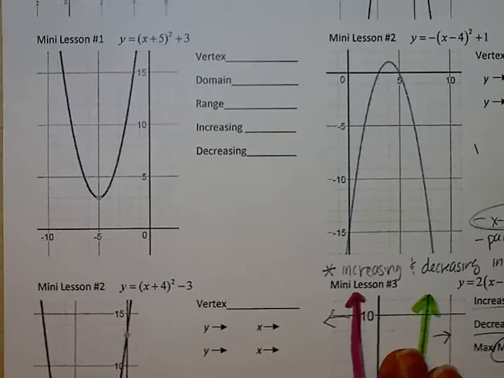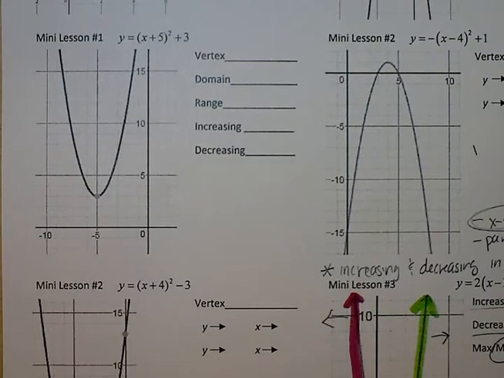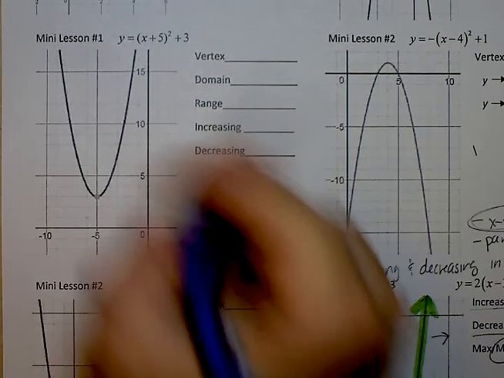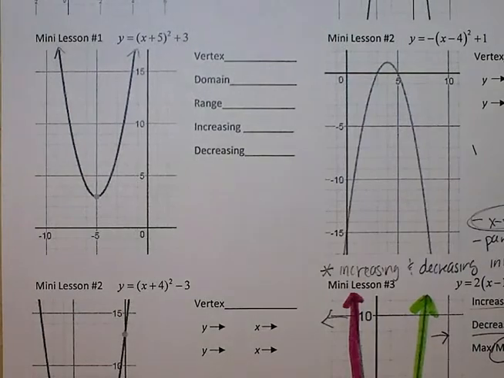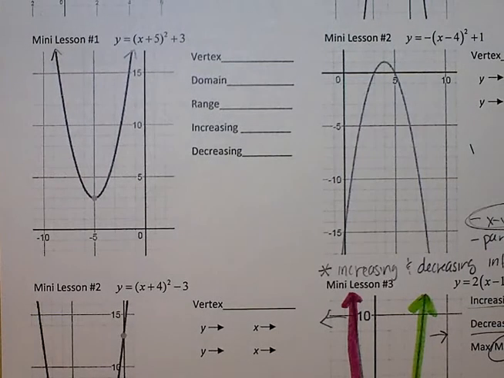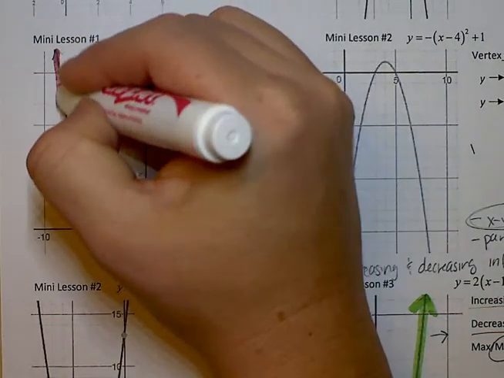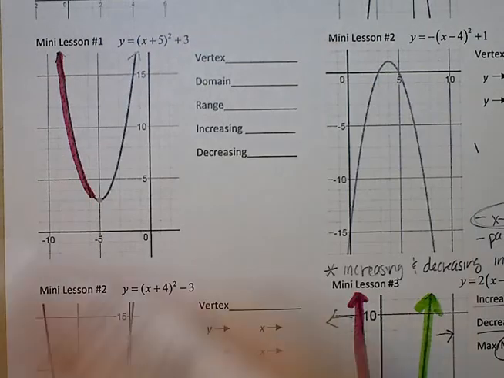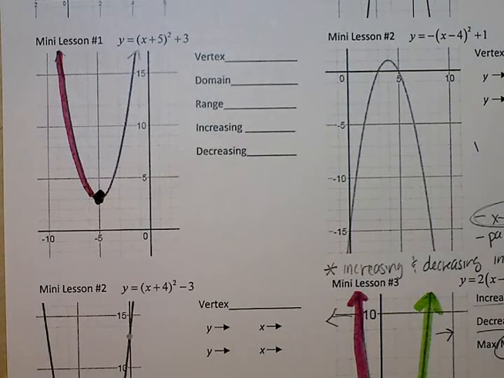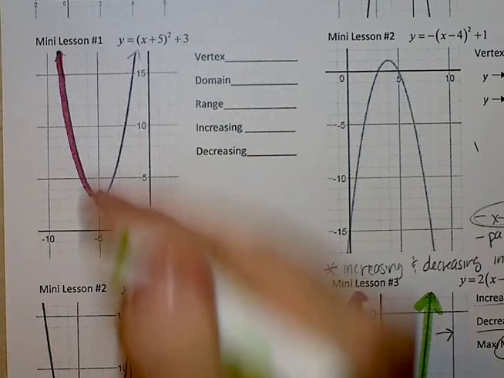Okay, please go to mini lesson 1. It's on the second level, a problem we did yesterday. We've already completed the vertex, domain, and range. Let's do increasing and decreasing. Okay, so for this problem, we read it from left to right. So from left to right, I am going down, down, down, down, down. Oh, I stop at this point. There's your neutral point. Again, from left to right, and now you begin to increase.